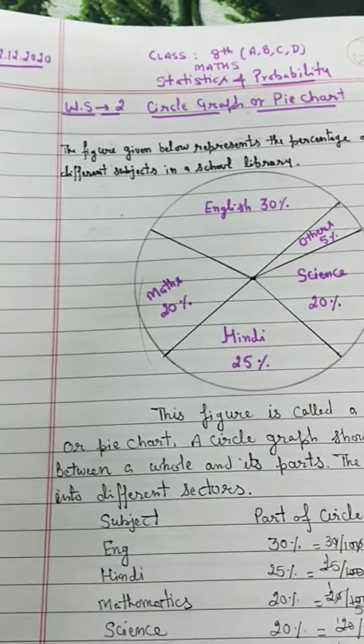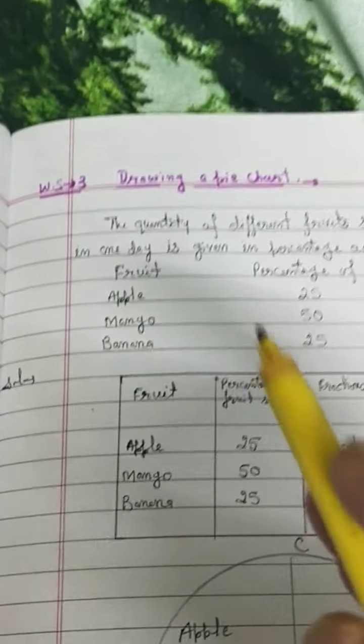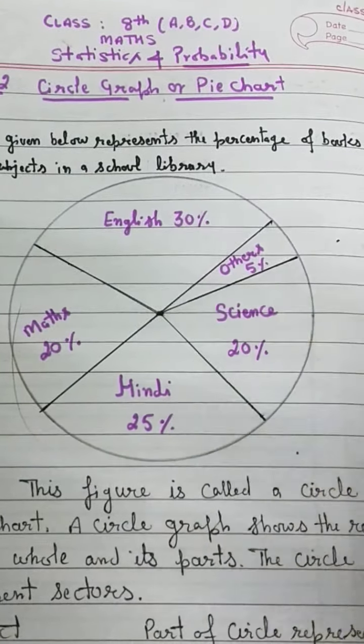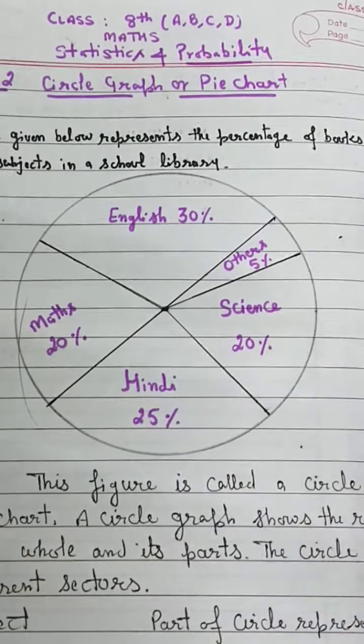Now I go for the next worksheet, that is drawing a pie chart. How can we draw this pie chart? Next, worksheet third is drawing a pie chart.